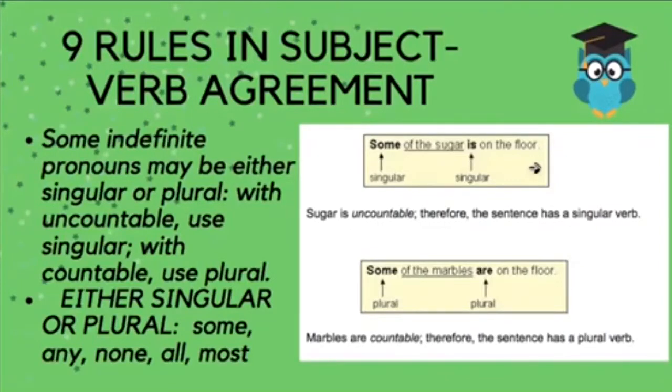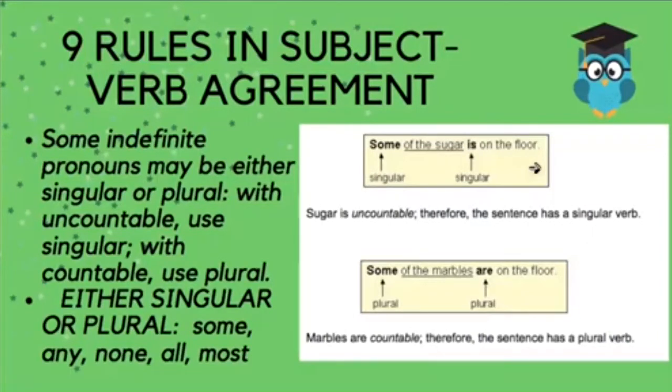For example, here, some of the sugar is on the floor. So some is singular, okay, but of the sugar, I think this one is uncountable. Sugar is uncountable, therefore the sentence has a singular verb. So some of the sugar is on the floor.